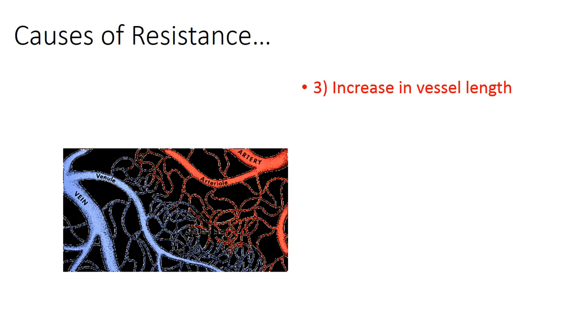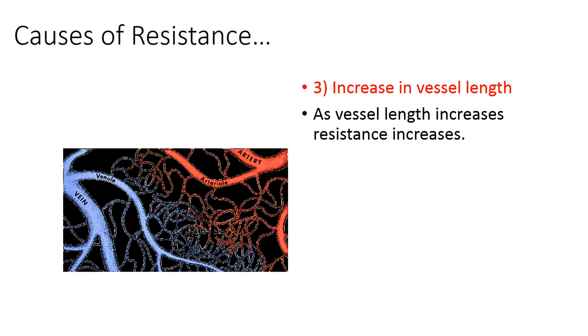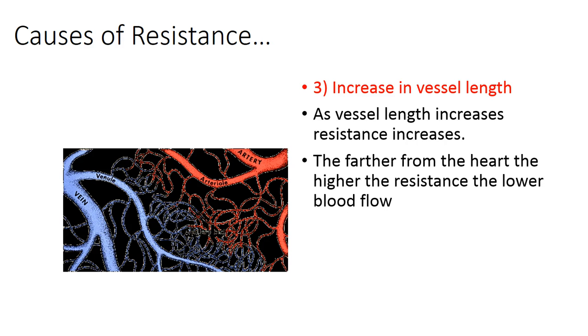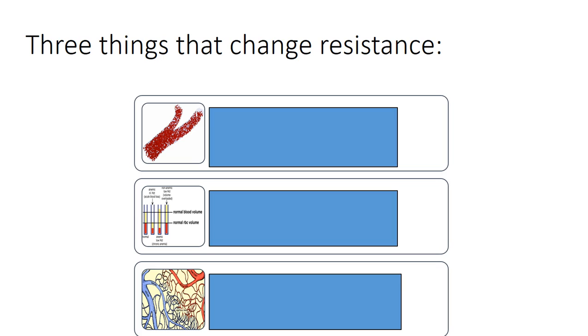The third cause of resistance is an increase in vessel length. So the farther you get away from the source of the pressure, in this case, the farther you get away from the heart, the more resistance there is. So as the vessel length increases, resistance increases. As resistance increases, flow decreases. Okay? So the farther from the heart, higher resistance, the lower the blood flow. The lower the blood flow, the lower the blood pressure. Okay? So keep saying that to yourself. As you increase resistance, you decrease flow, and you decrease blood pressure.